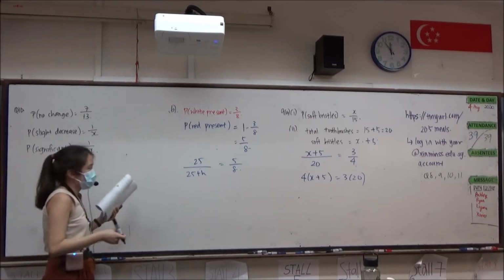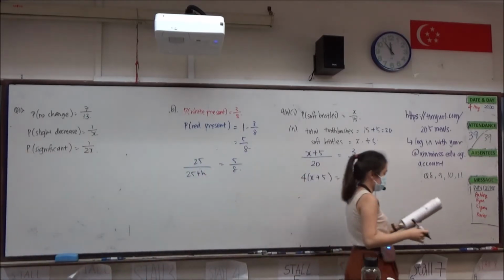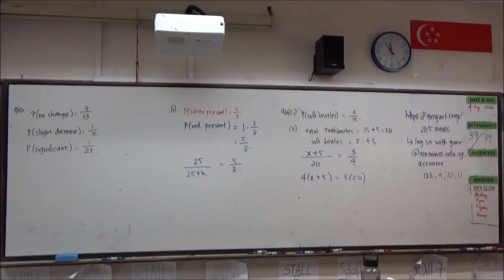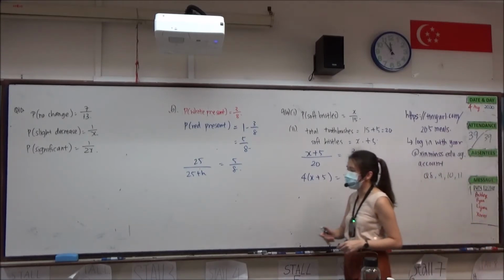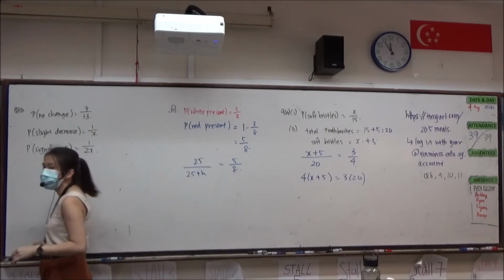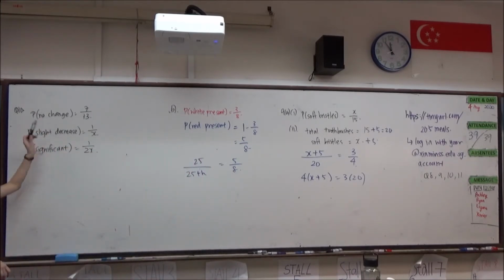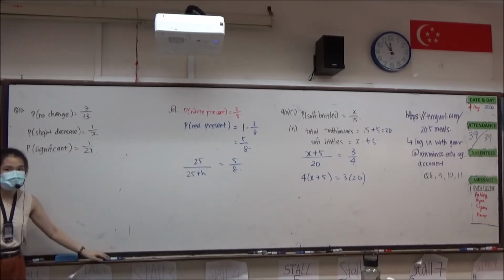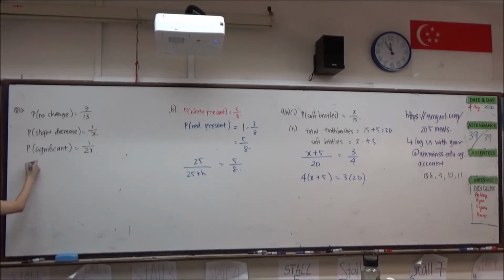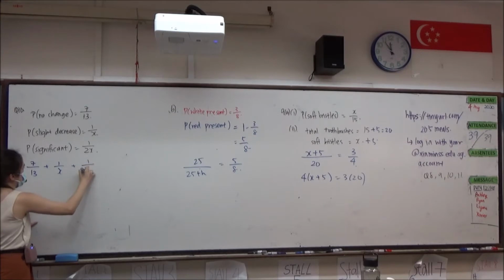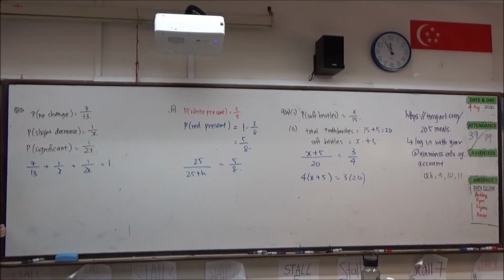Okay, so these are the 3 cases that can happen. Understanding probability itself, what should the probabilities over here all add up to become? 1. That's how we form our equation: 7/13 plus 1/x plus 1/2x equals 1. Our problem is how to solve it.